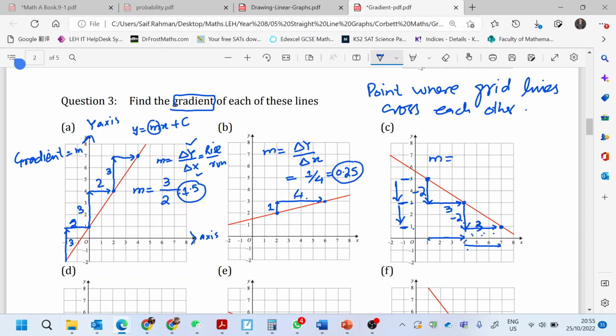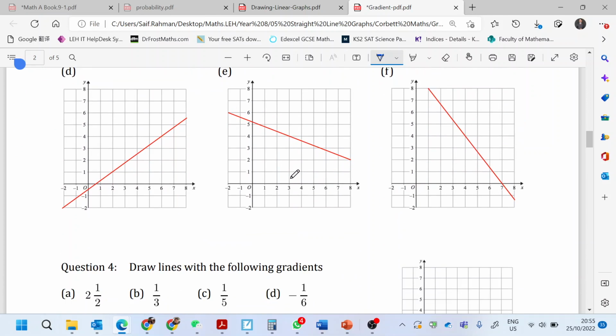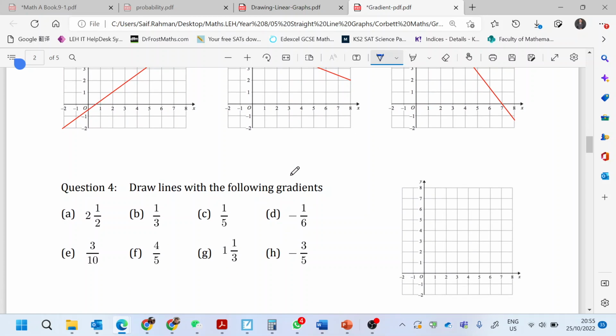So m, the gradient of this line, will be -2 over 3, because we write y first. It is change in y over delta x, that means change in x. So -2 over 3 is the gradient of this line. Similarly, you can solve all these questions in the same way.